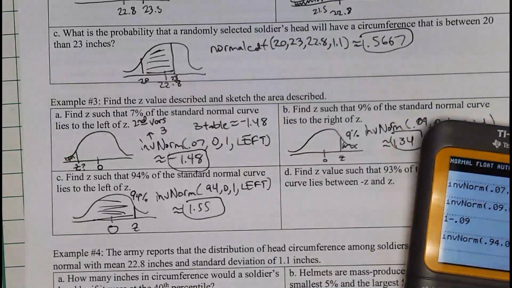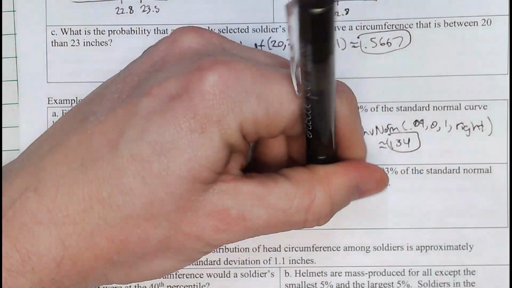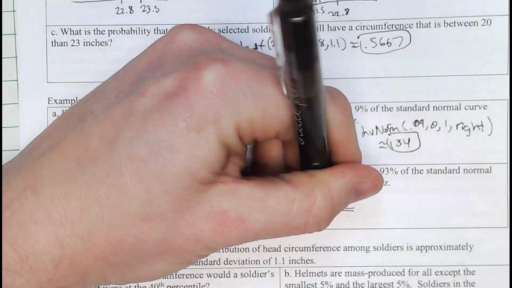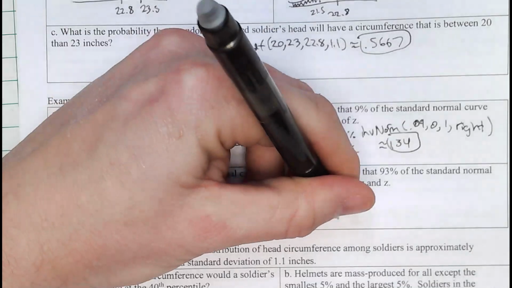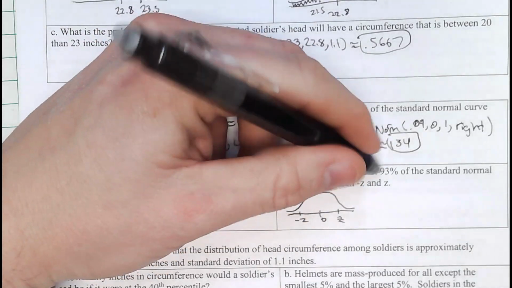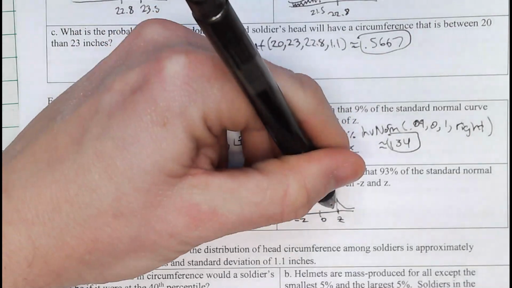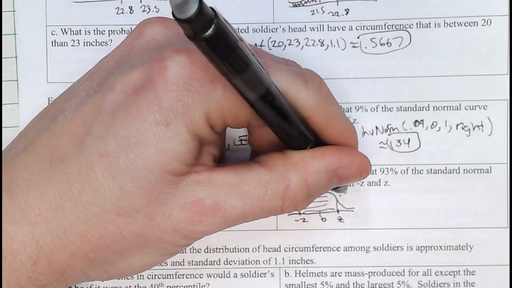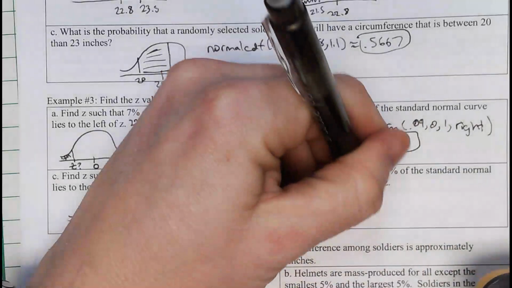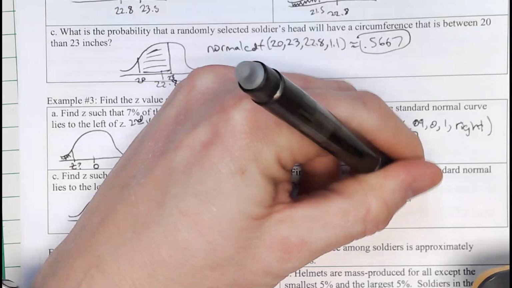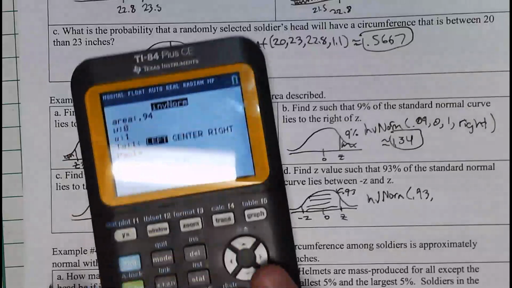So find z such that 93% lies between negative z and z. So this is interesting. Between negative z and z. So I've got negative z down here, positive z up there. 93% lies between. So where should I be shading this time? Between, 93%. So I can go to inverse norm, 0.93.